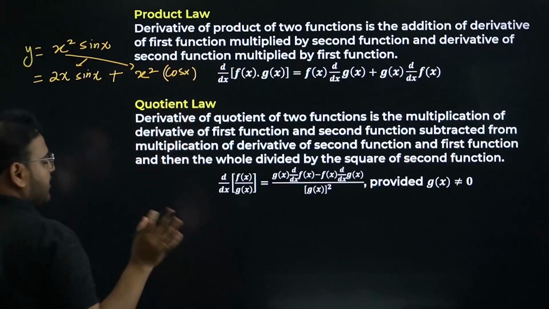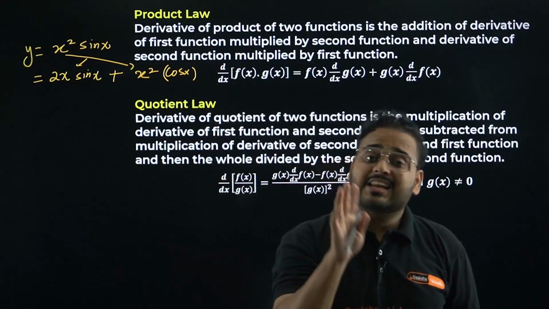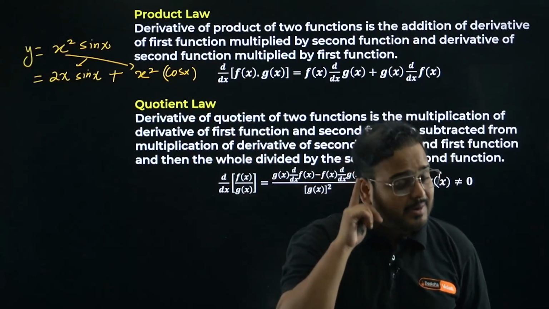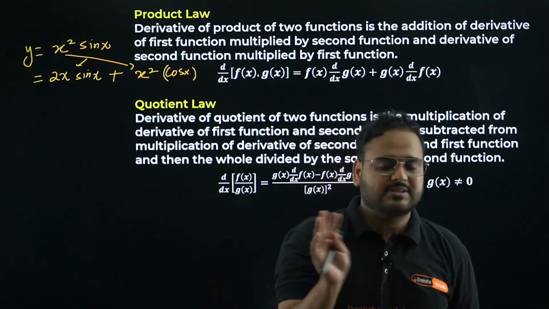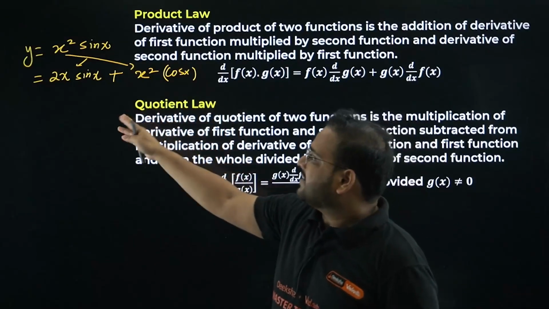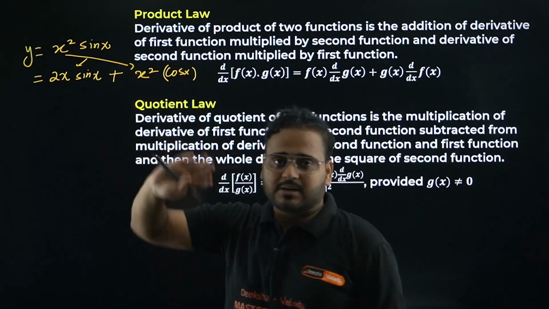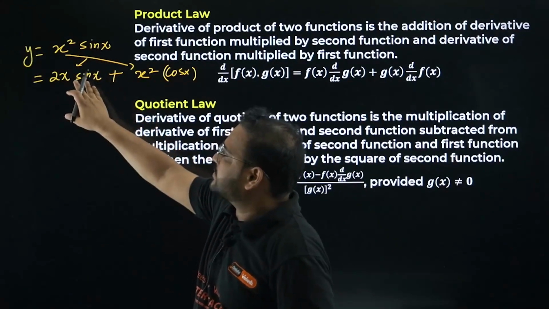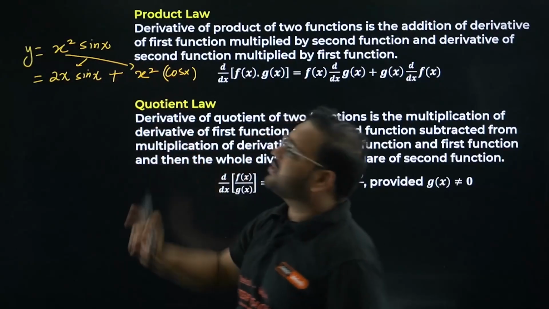So what we do in this case, I'll repeat myself. You differentiate any of the functions one at a time. Why do I say any? Because in the case of product law, there is no preference given to any of the functions. So I can do sin x first or x square first, it doesn't matter. Check here: I've done x square first as 2x, and sin x remains as it is. Next is x square as it is, and sin x becomes cos x.